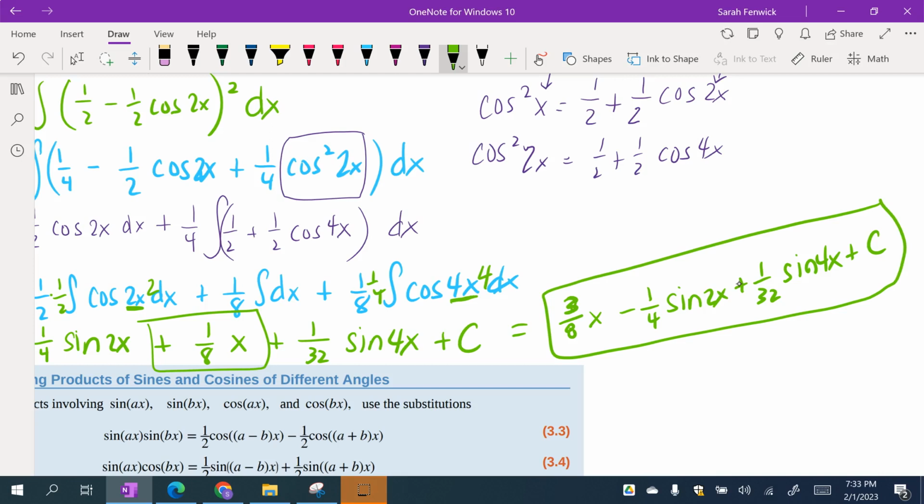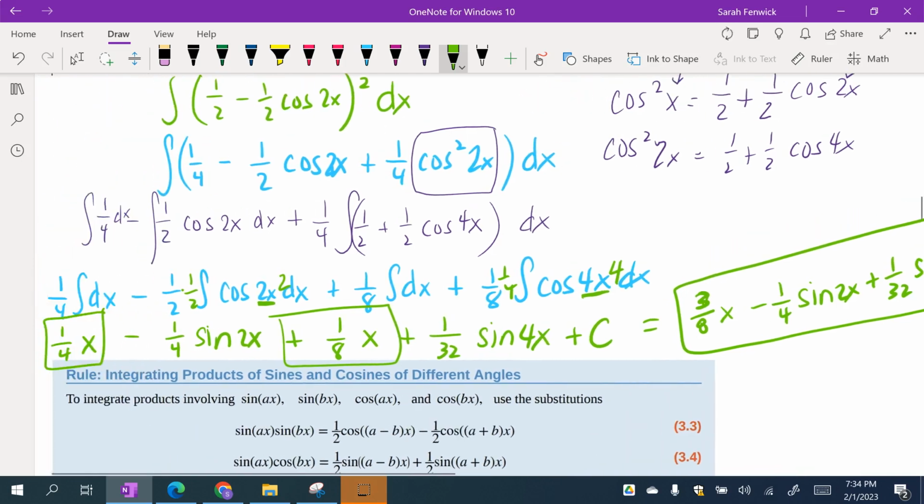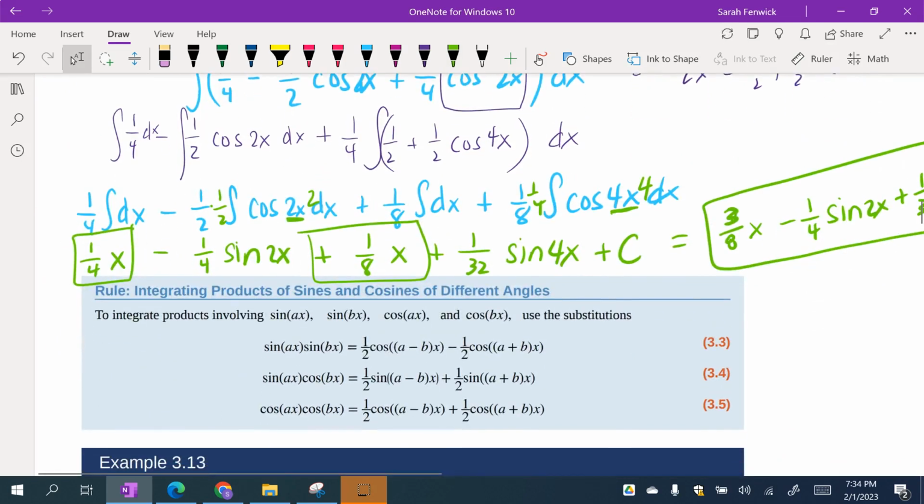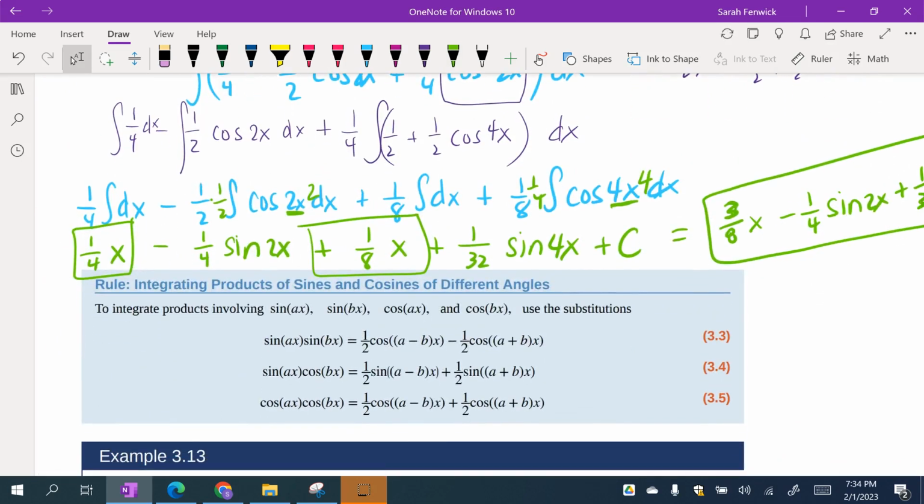So next we're going to talk about products of sines and cosines of different angles, and we have some more identities here. If I have sine of ax and sine of bx, then the formula is like this. We're using some sums and differences. These are other things you can use to substitute. So let's do an example of this before we move on.